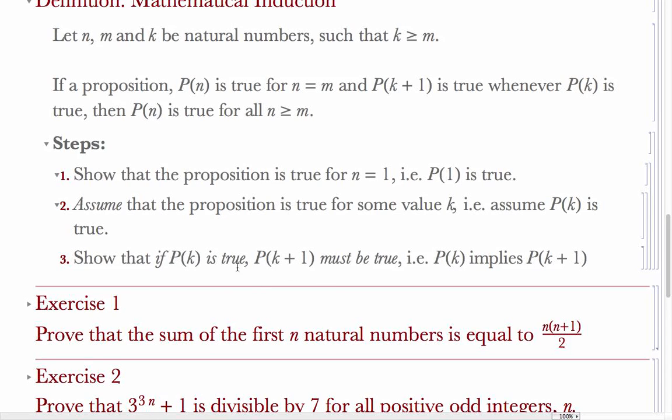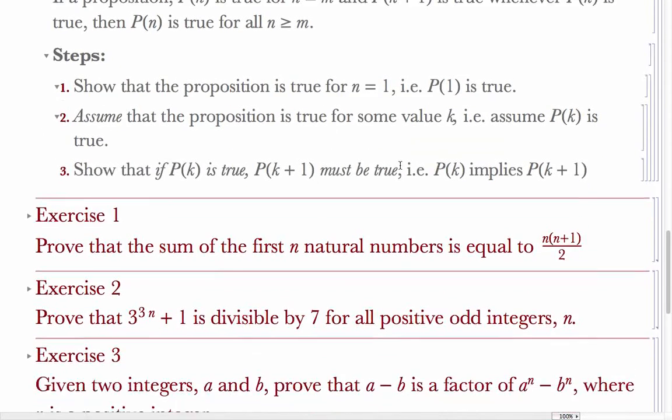Once we've proven this third step, and we know that the proposition is true for some starting value, well then the proposition must be true for the value after the starting value. Because what we've said is if p of some number is true, then the next value, p of the next value, must also be true. So if I know p of 1 is true, and I've proven that if p of k is true, then p of k plus 1 is true, then those two things together imply that when n is 2, p of 2 must be true as well. But if p of 2 is true, then p of 3 must be true. And if p of 3 is true, p of 4 must be true, and so on.